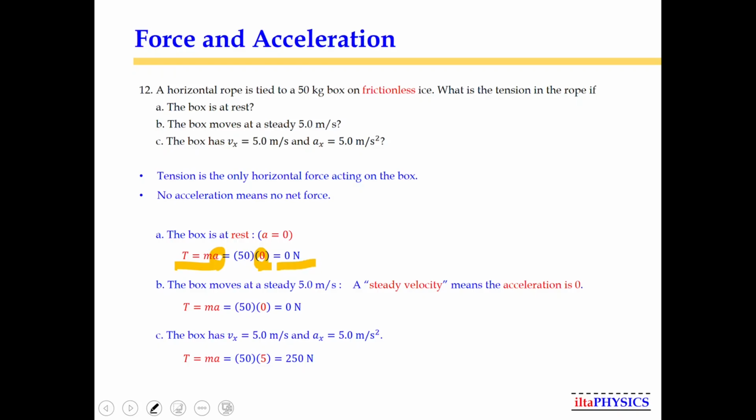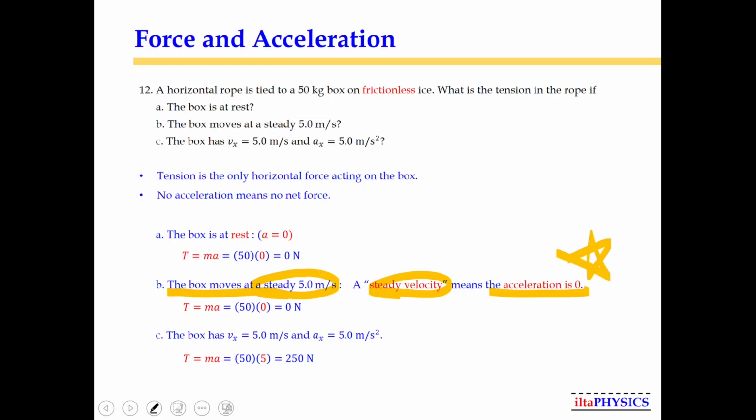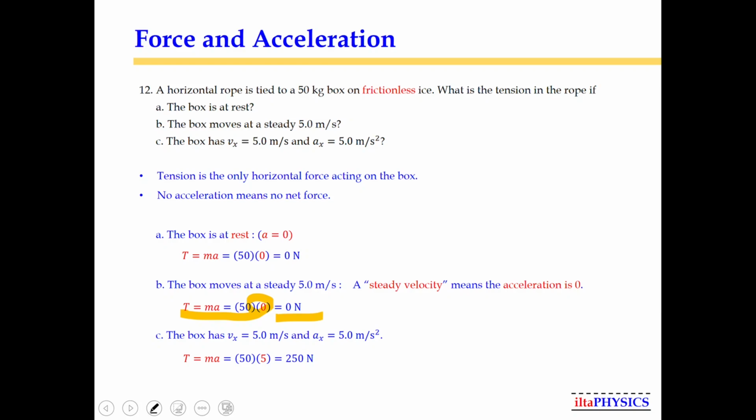Next, we should notice that although the box is moving at a speed of 5 meters per second, the velocity is constant. The phrase steady velocity or uniform motion means that the acceleration is 0. Since acceleration is 0, in this case as well, the tension in the rope is 0 newtons according to F equals ma. Many students mistakenly think that force is required if something is moving. But please keep in mind that the net force is 0 during constant velocity motion.